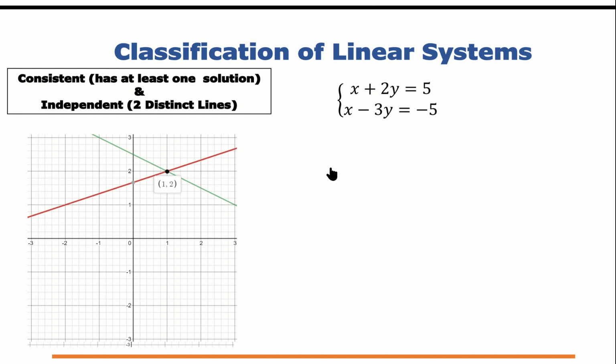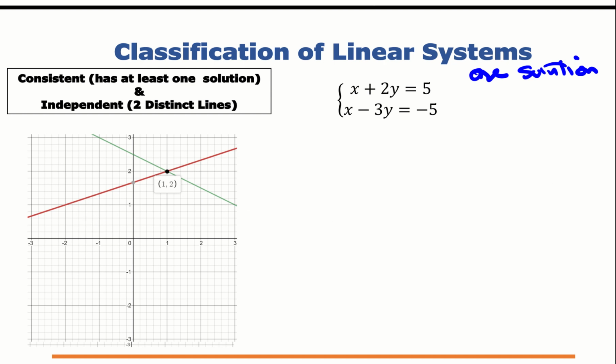solution of 1, 2. And this kind of a system is called consistent because we call any system that has at least one solution consistent, and independent as well because the two lines are distinct lines, and that's what we call a system containing two distinct lines. And don't forget, these kinds of systems have one solution. Now, they basically come about if the two equations, linear equations, have different slopes.